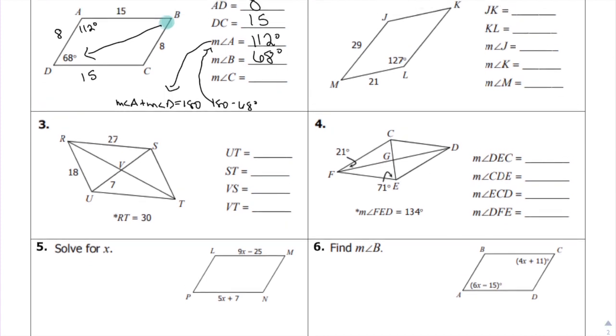Angle C, we could use a lot of different things to find angle C. I think using opposite angles are congruent is the easiest. So if we want to find angle C, let's look at the angle opposite of that, which is A, and that's 112. So therefore, angle C has to also be 112.